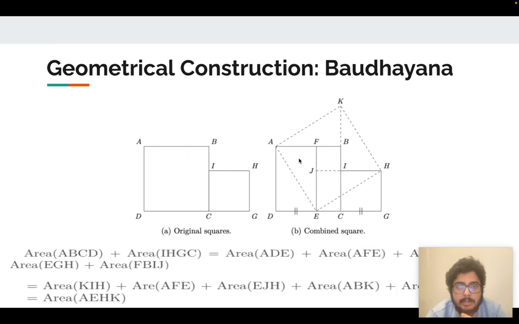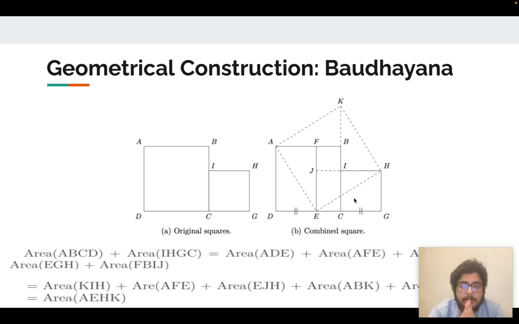squares. So now this rectangle that you have got, the diagonal of this rectangle, that is AE, that will be the side of the square whose area is the sum of these two squares. So AE is the side length. Now you can construct a square taking the side length as AE. So this rectangle AKHE or AEHK is the square. The area of AKEH will be equal to the sum of areas of ABCD and IHGC.